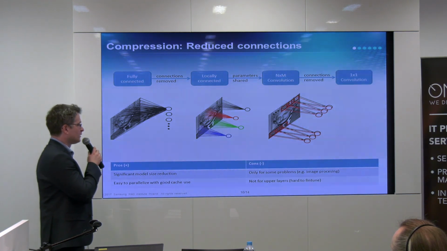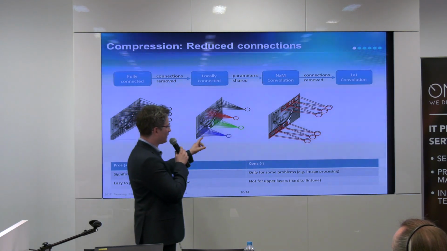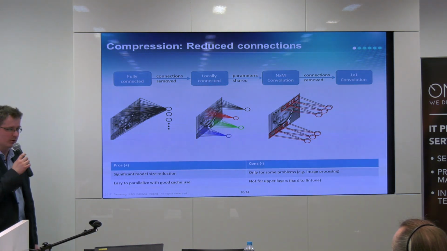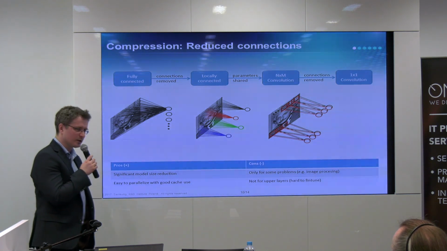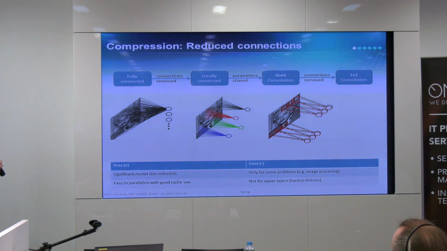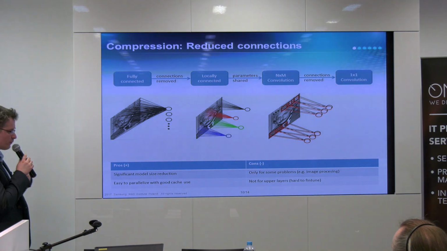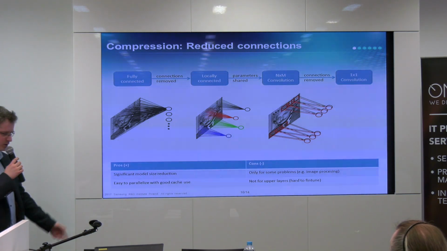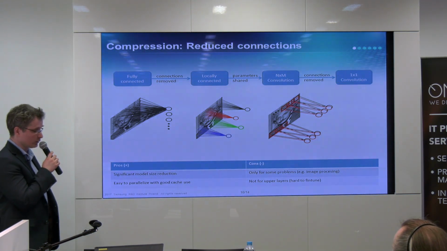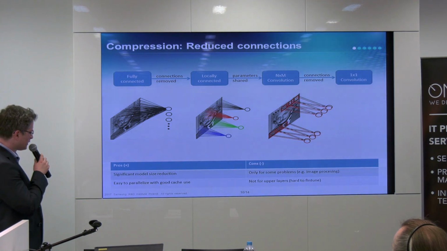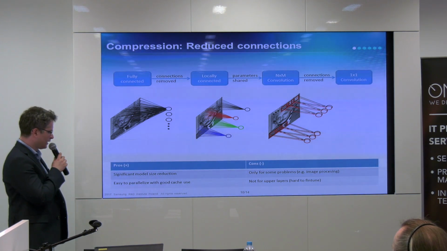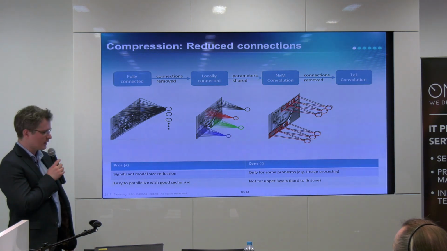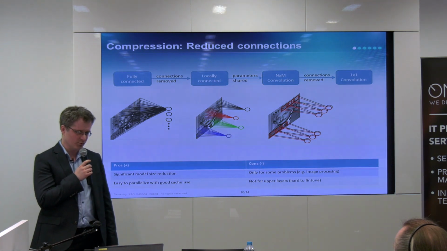Somebody said, okay, we can look locally and additionally share the parameters. So no matter where we look, we use the same parameters of the neural network, and this is why the result was the convolutional neural networks, and we can use it extensively. So before we are training the neural network, we just reduce some connections in a smart way, and share some parameters. Therefore, we can have a significant model size reduction, and in fact, this solution is easy to parallelize with good cache use.